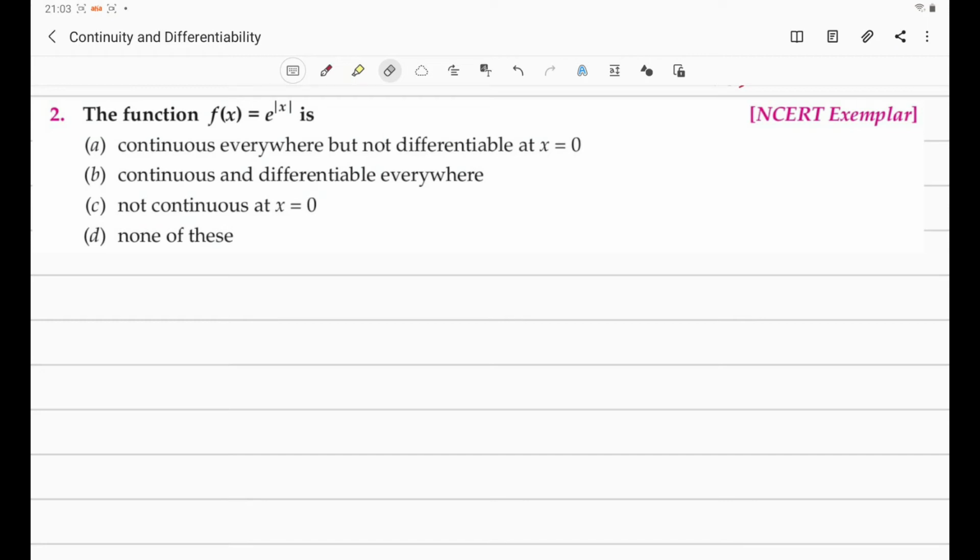Question number 2, the function f of x is equal to e to the power of modulus of x is. So, as we have discussed earlier, modulus of function is not differentiable at its vertex point, and modulus of x has a vertex at 0. Therefore, the right option will be continuous everywhere but not differentiable at x equal to 0. So, the right option is option A.